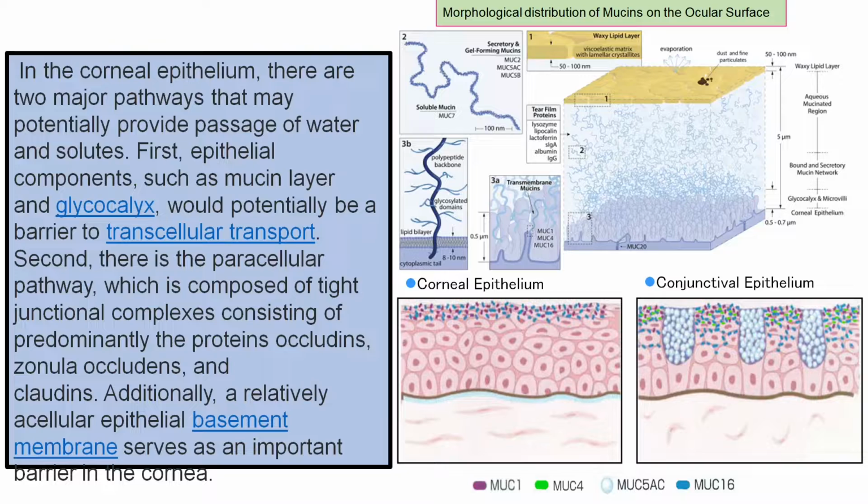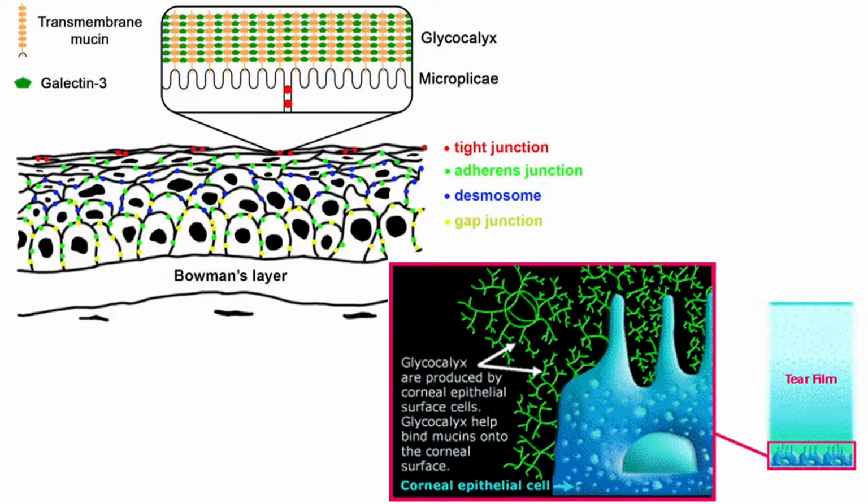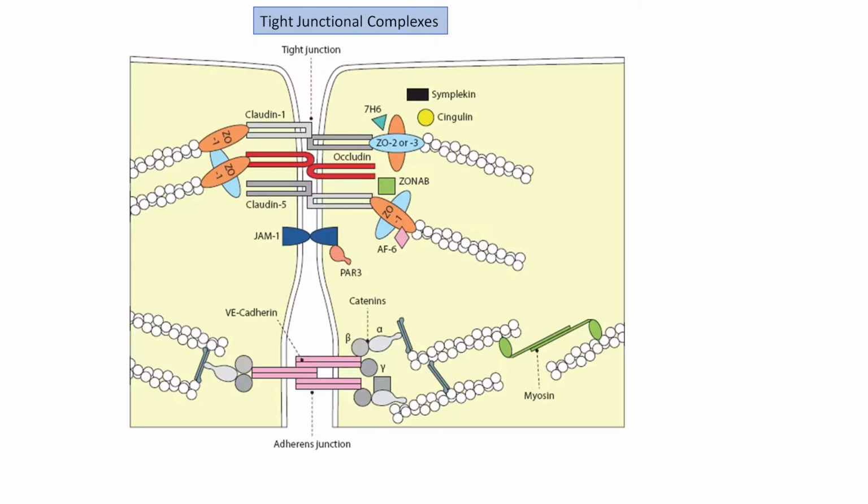Second, there is the paracellular pathway, which is composed of tight junctional complexes consisting of predominantly the proteins occludins, zonula occludens, and claudins. Additionally, a relatively acellular epithelial basement membrane serves as an important barrier in the cornea. This slide shows the location of junctional complexes within the corneal epithelium, with only the tight junctions apically located. Please also note that galectin 3 stabilizes the transmembrane mucins over the epithelium.